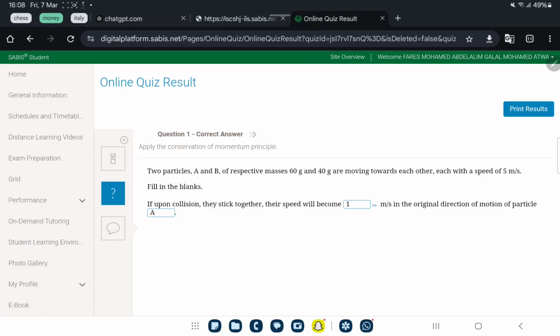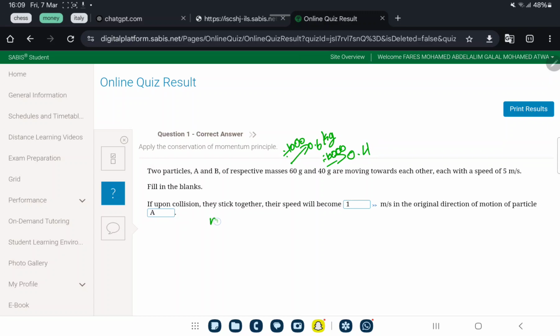There isn't a quiz for 3.21, so this is 3.22. We've been having this for CA for the past 2 weeks, I think. So, 2 particles, A and B, of masses 60 and 40 grams are moving towards each other with speed 5. So, 60 grams, in physics, anything we convert into kilograms. So, divide by 1000, and divide by 1000. You get 0.6 and 0.4.